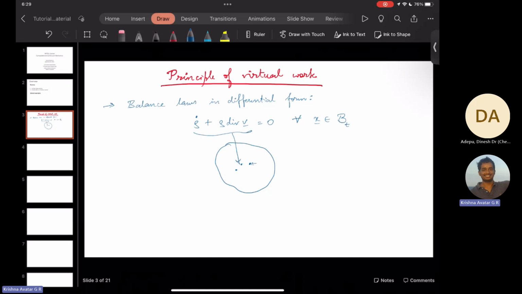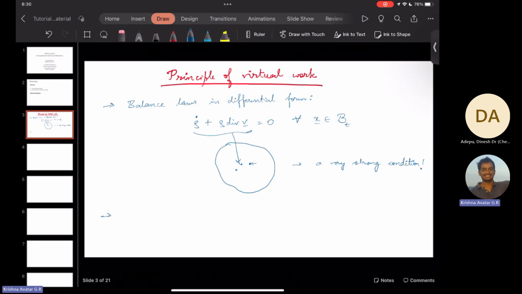And you know how cumbersome it is to satisfy something at every point. So all the laws have to be satisfied at every point, which is a very strong condition. Although this is mathematically very rigorous, in the sense that if we can actually determine the solution of a differential equation, that is the best solution we can have, however, it's not possible to satisfy at every point.